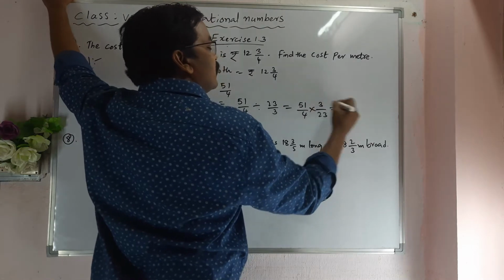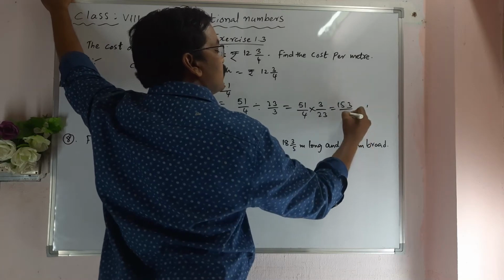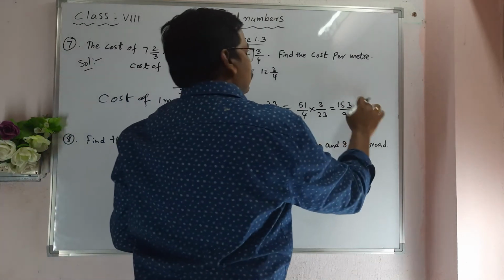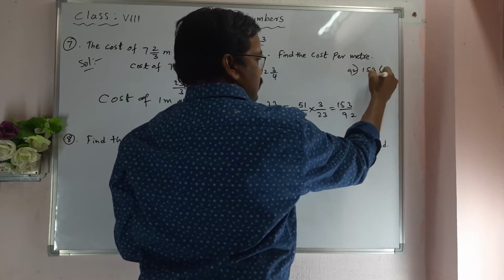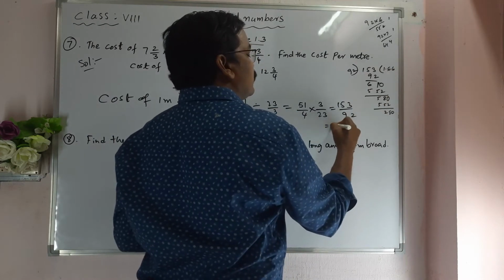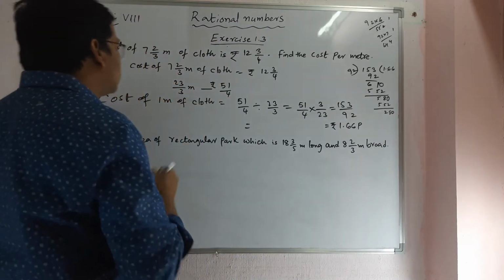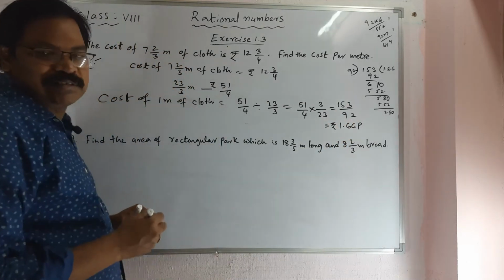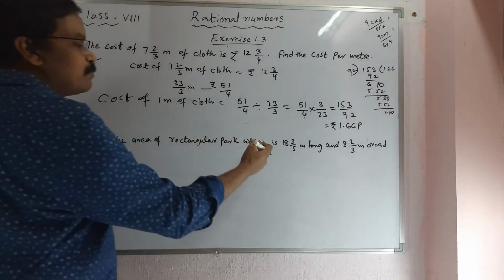Here 3 1s is 3, 3 5s are 15, 153/4 3s are 12, 4 2s are 8 plus 1, 92. 153/92. Let us divide now. 153 divided by 92 is 53/92, that is 1.66. That means 1 rupee 66 paise, like that. So what is the cost of 1 meter of cloth, my dear students? 1 rupee 66 paise.